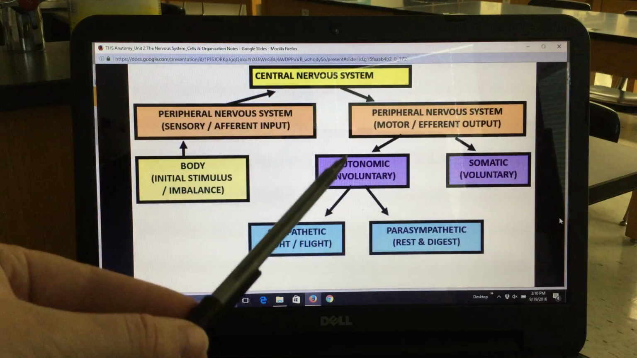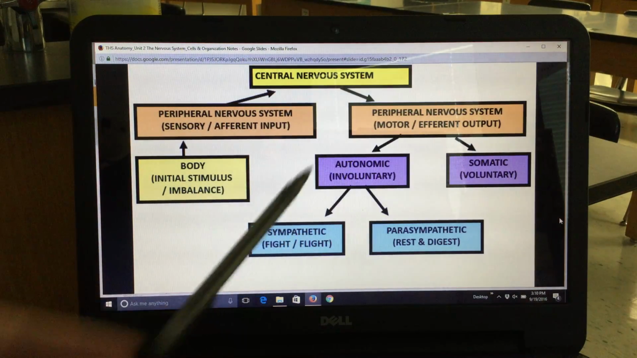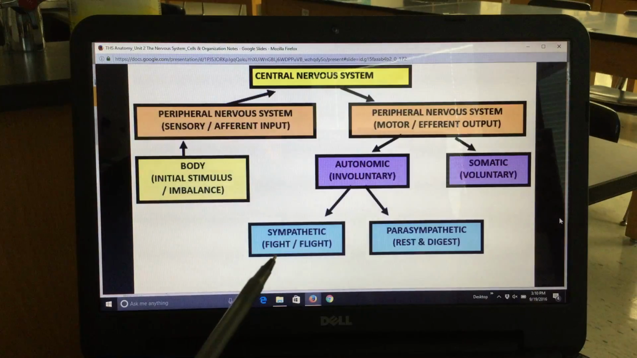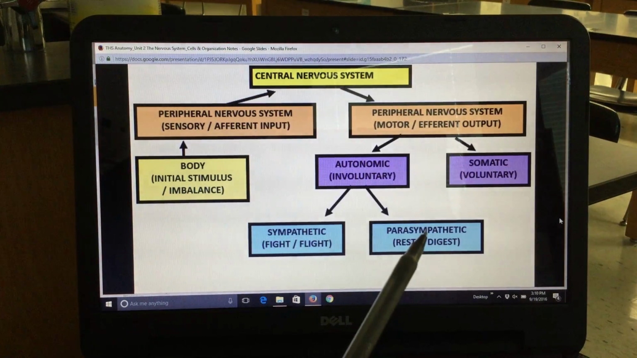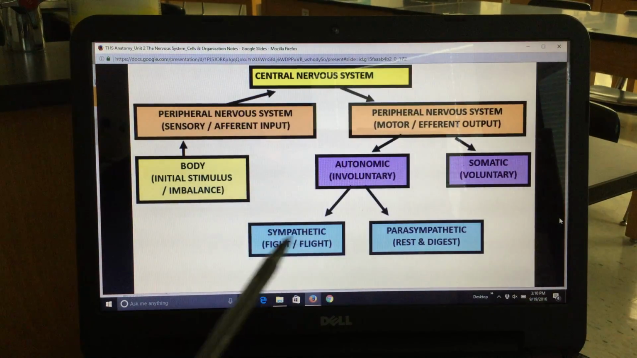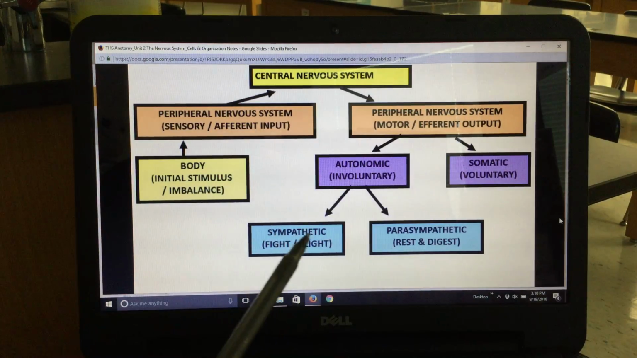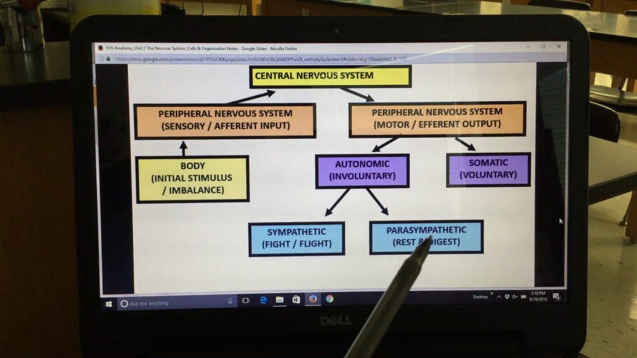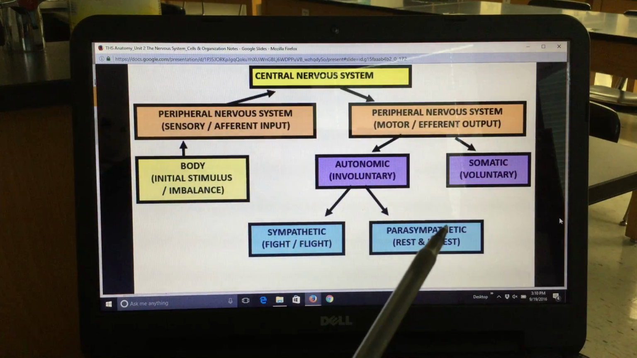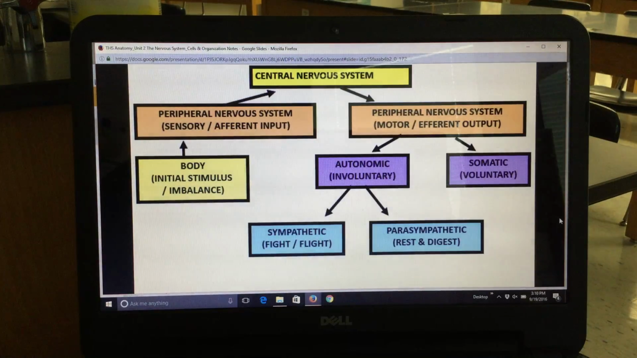Now we have two choices in the involuntary section. It can either go out the sympathetic division or parasympathetic. Sympathetic is for emotional responses. Parasympathetic is for non-emotional responses. We're going to look at these in much more depth, but because I know that probably was just a little bit confusing, let me give one example.